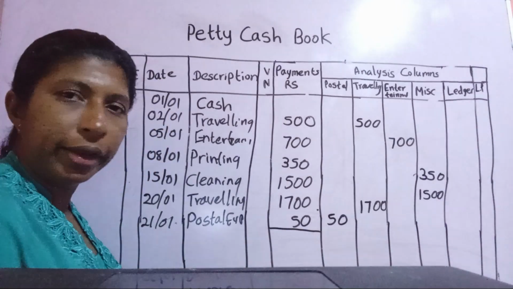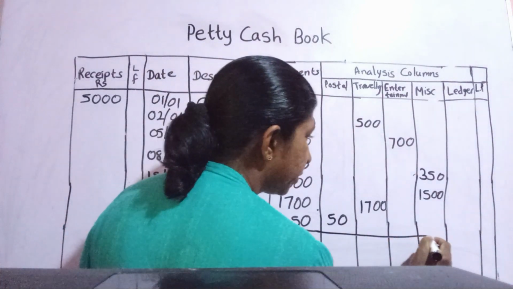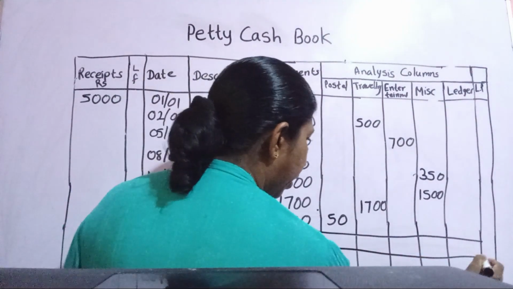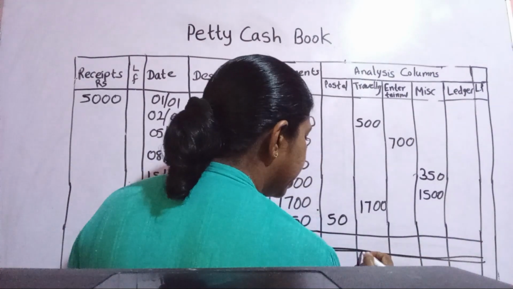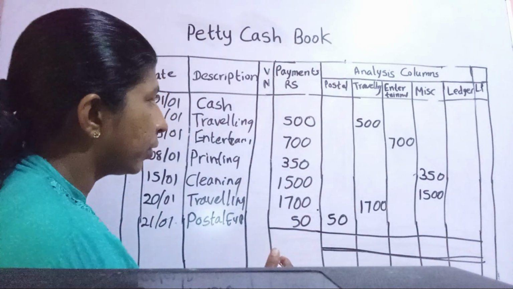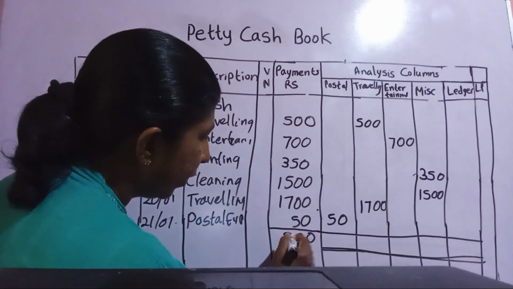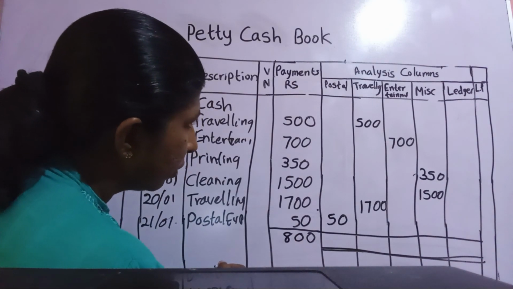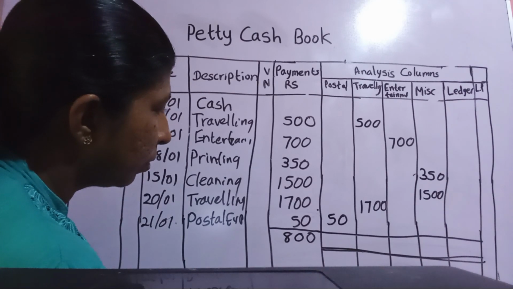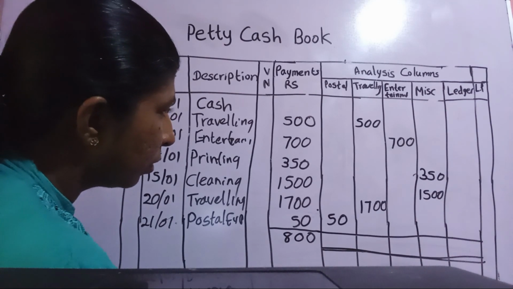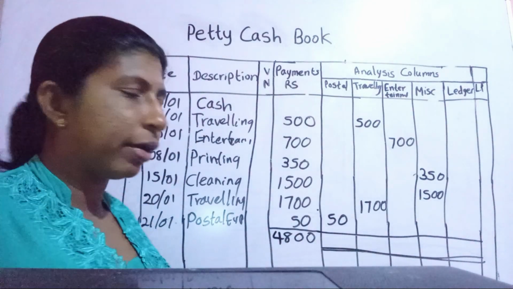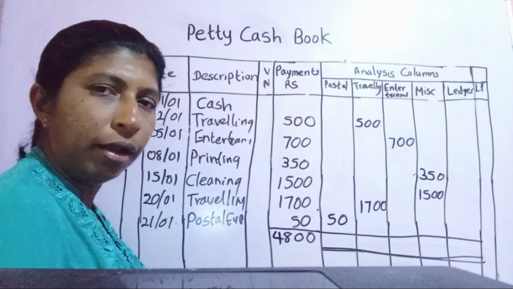Here I will draw a line. For this expenses column also, I have drawn this line. I will make it a double line for this analysis columns. Here we have to get the total of expenses, 4,800. 4,800 here, the total.